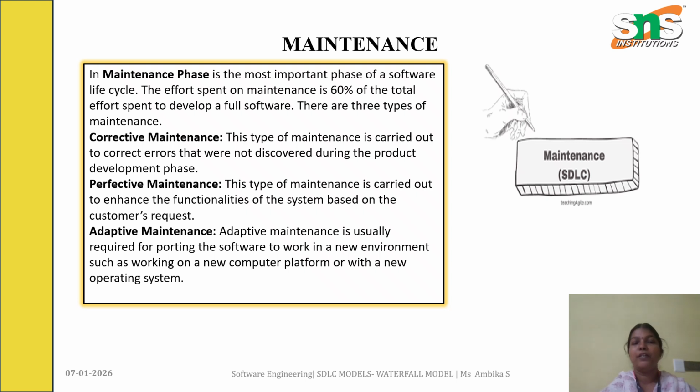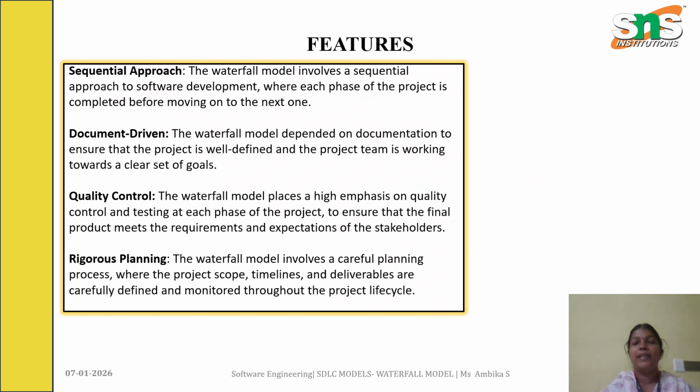Corrective maintenance means here we are trying to correct the errors which were not discovered during the product development. Next comes the perfective maintenance. Here we can enhance the functionality of the system based on the customer request. Next one is adaptive maintenance. That is, the software should be able to run on any platform. So that comes under adaptive maintenance. Next, these are the features: sequential approach, document driven, quality control, and rigorous planning.